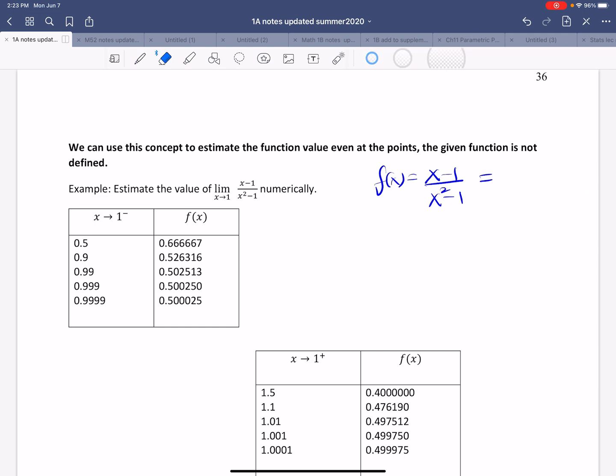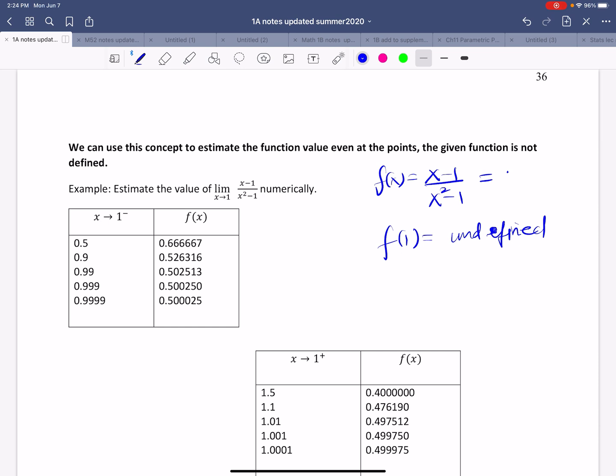If I go ahead and plug x equals 1 in there, let's talk about that later. Let's just look at the numerical way for now. If I go ahead and plug x equals 1 in here, I would get something undefined. f of 1 is undefined, because 1 is going to make my denominator 0 if I do direct substitution here.